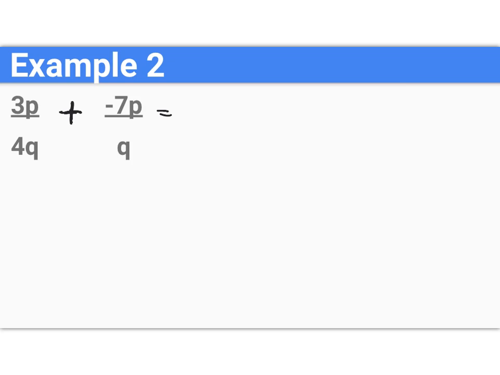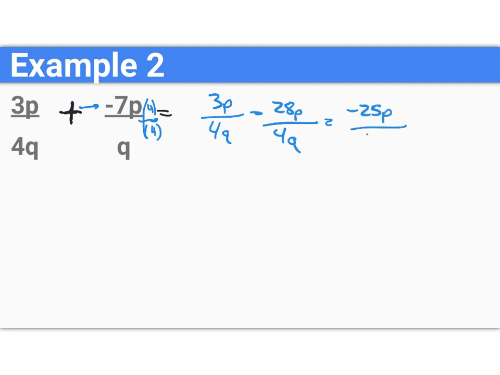Okay, so this one is easy. Let's see. All we have to do is multiply this one, top and bottom, by 4. And you get 3p over 4q minus, so I'm going to change this because that's minus 7p plus minus 7p. I'm going to just go ahead and leave it as minus 28p over 4q. And 3p minus 28p is minus 25p over 4q. And that's as simple as you can get that one.